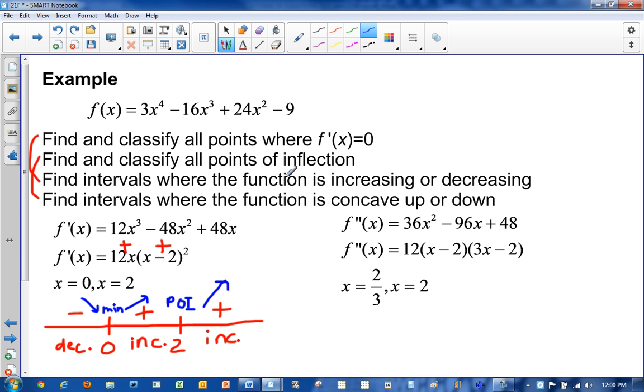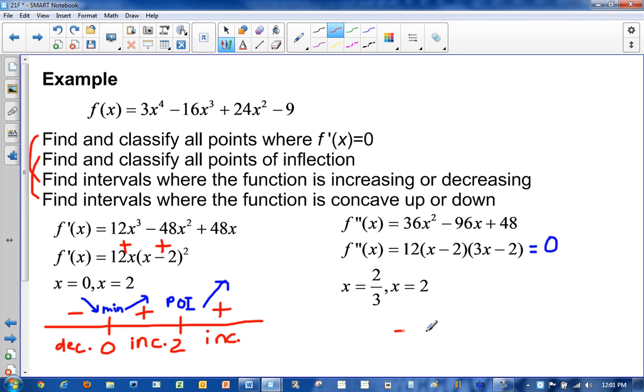Now let's look at the points of inflection. Well, I'm going to set the second derivative equal to 0. And there's my second derivative, 36x squared minus 96x plus 48. And if I factor that, I get 12 times (x minus 2) times (3x minus 2). Set that equal to 0, and I get x values of 2/3 and 2.